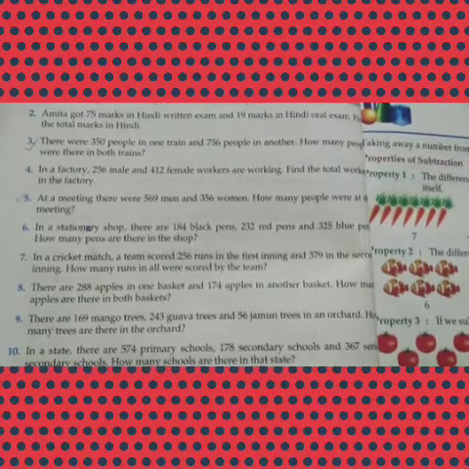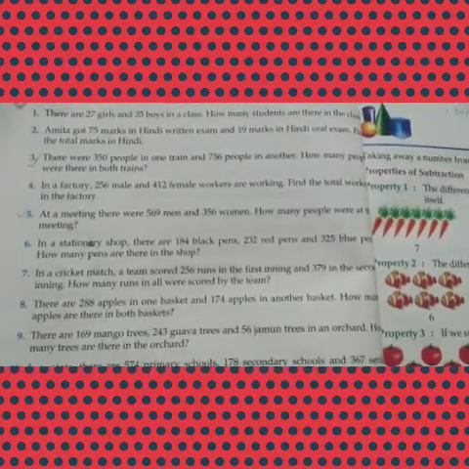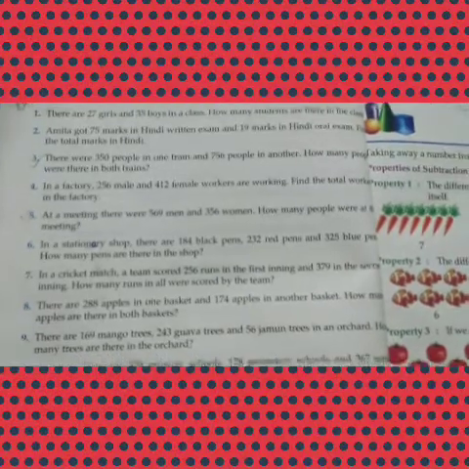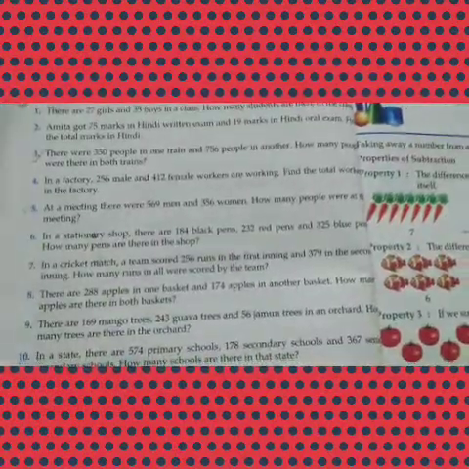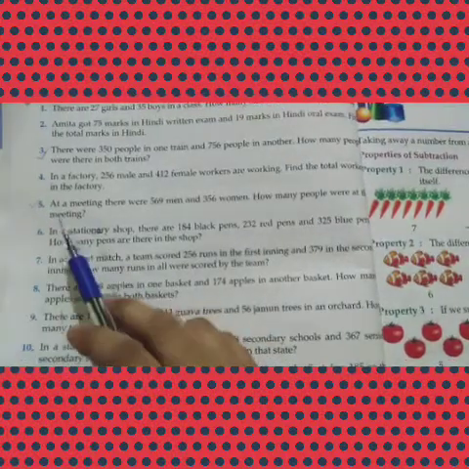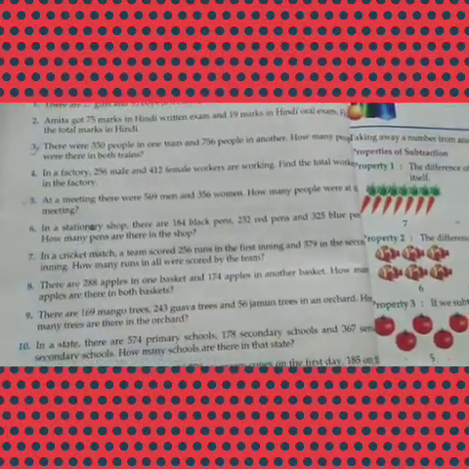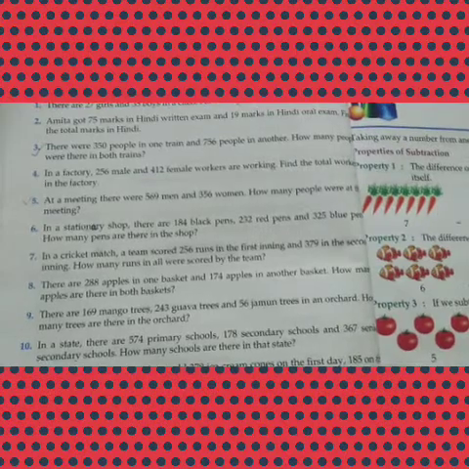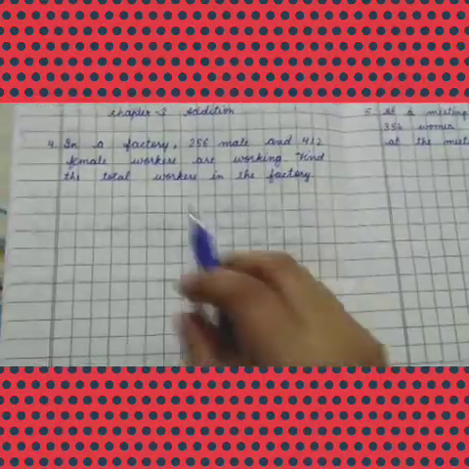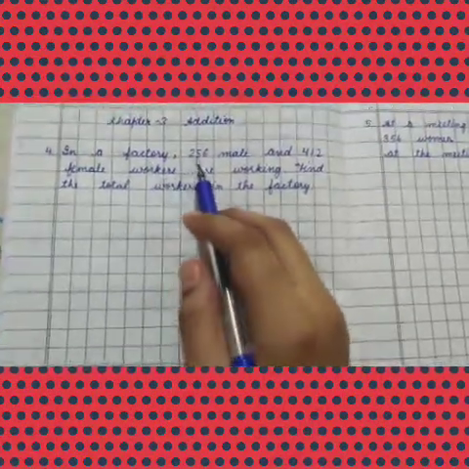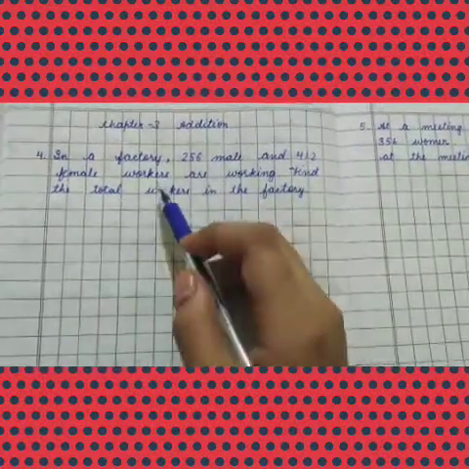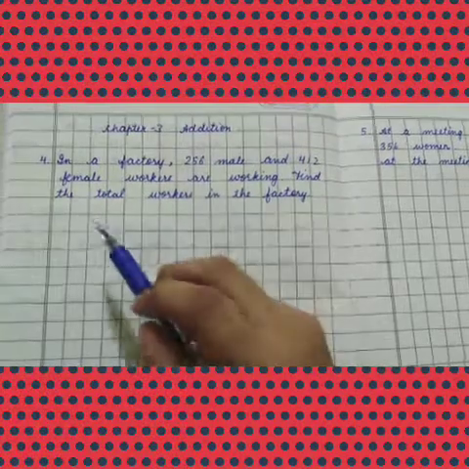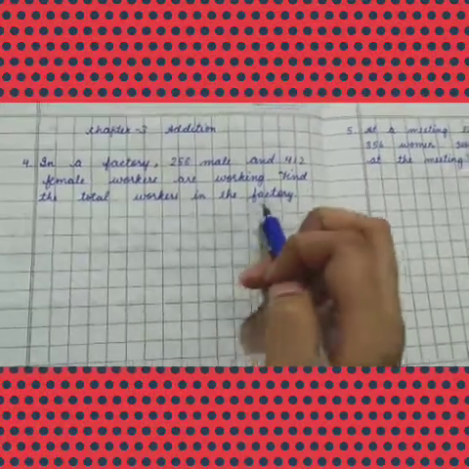Hi kids, in maths we are doing chapter 3 addition, and yesterday we have done 3 word problems in our notebook, and today we are going to do 3 more. Question number 4, 5 and 6 you have to copy in your maths notebook. Question number 4 is, in a factory 256 male and 412 female workers are working. Find the total workers in the factory.